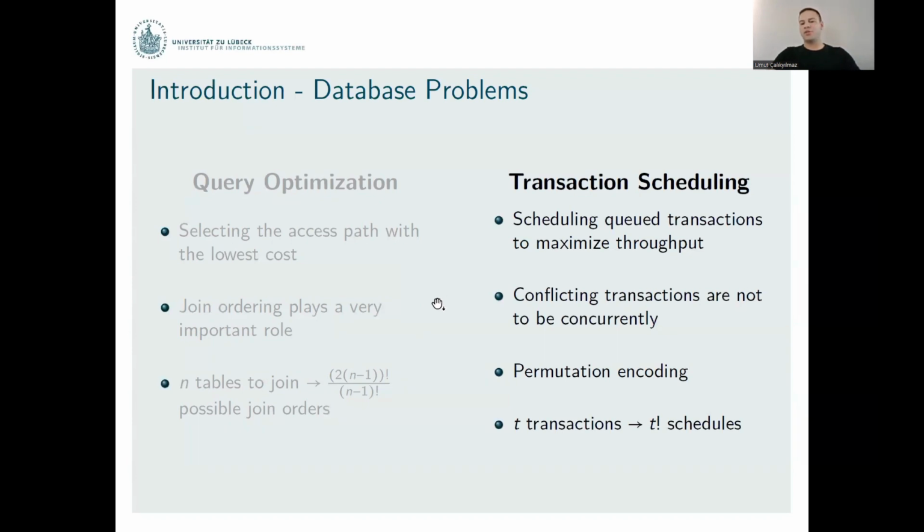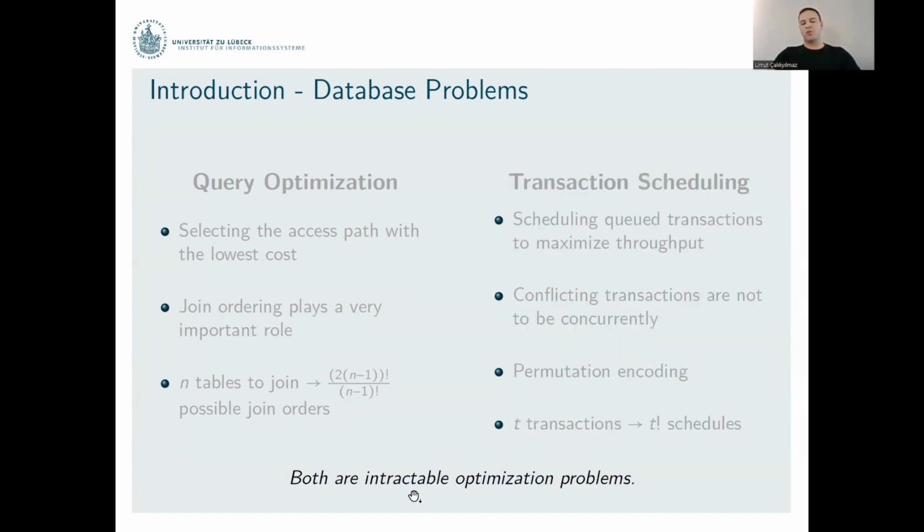And a second problem we considered is transaction scheduling, which is the problem of scheduling transactions in queue to maximize throughput, where we have multiple concurrently running cores. So when we're doing that, we have to be careful not to run the conflicting transactions at the same time. We have considered permutation encoding, where each schedule is represented by a permutation of transactions. So for T transactions, we have T factorial schedules, which is the size of our search space again. Both these problems are intractable optimization problems, so there is some room for improvement.